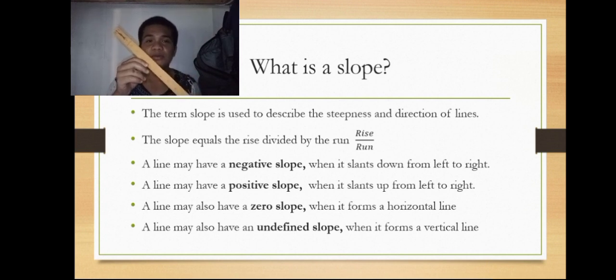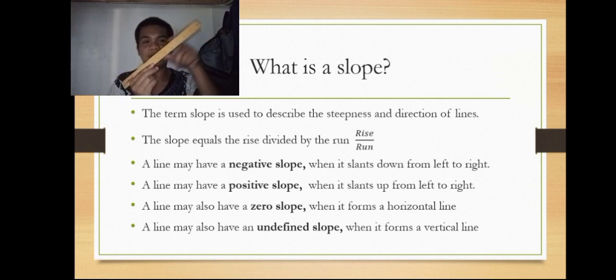The second instance is that a line may have a positive slope when it slants upward from left to right. Suppose this is the line. It slants upward. Observe this line. It slants upward from left to right. So that is our second instance.